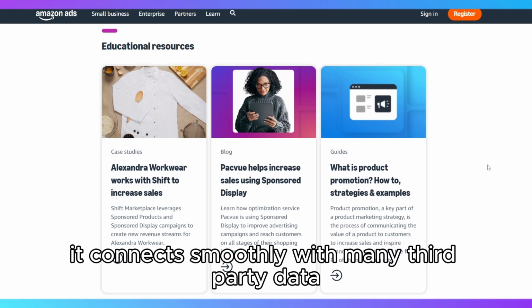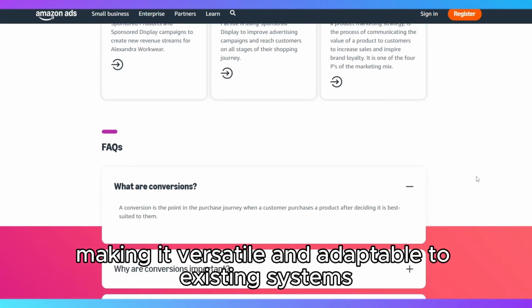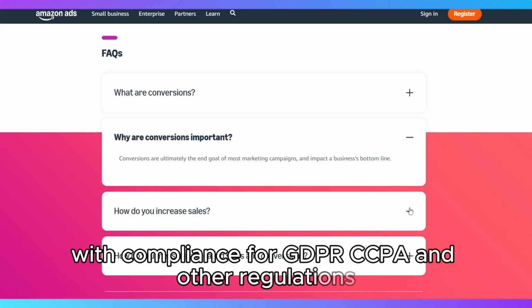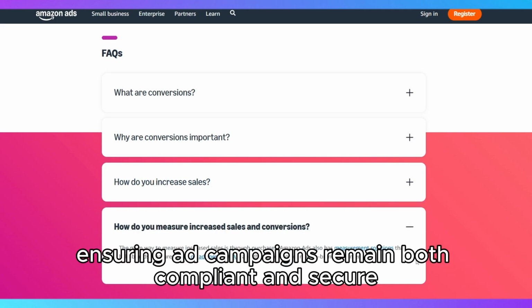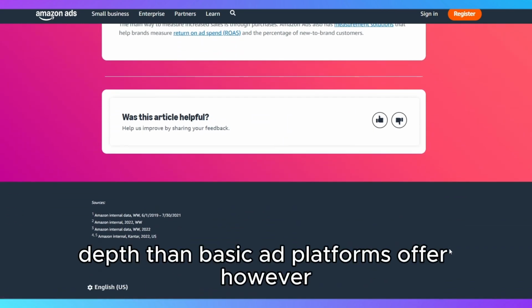It connects smoothly with many third-party data providers, CRMs, and attribution tools, making it versatile and adaptable to existing systems. Security and privacy are also prioritized, with compliance for GDPR, CCPA, and other regulations, ensuring ad campaigns remain both compliant and secure. Sizmek is tailored for mid to large-scale advertisers who need more flexibility and depth than basic ad platforms offer.